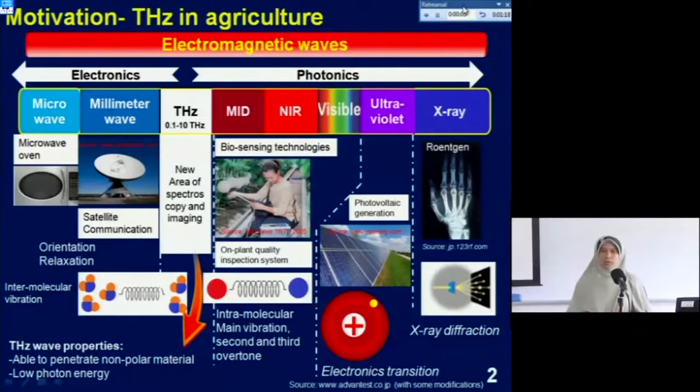What is the motivation of using Terahertz wave in my study? Please look at this. Terahertz wave is new compared to established regions such as the mid-infrared or near-infrared region. Terahertz wave is located between the electronics and photonics regions, so it has two special characteristics. It's able to penetrate some non-polar materials such as plastic and paper, and with low photon energy, it's safe for biological sensing.